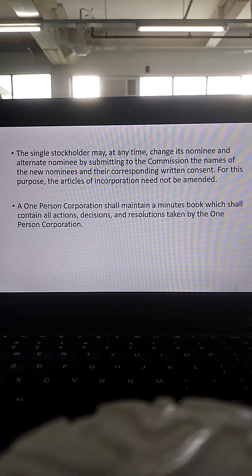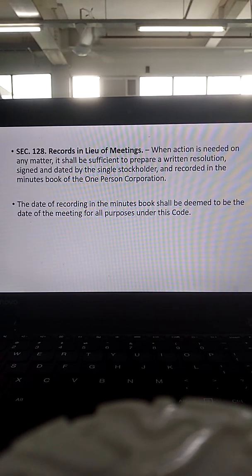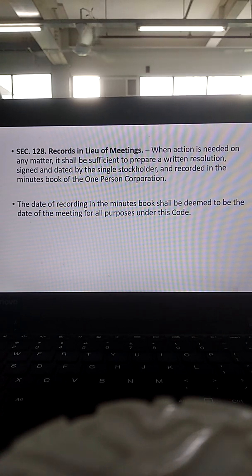Then a one-person corporation shall maintain a minutes book which shall contain all actions, decisions, and resolutions taken by the one-person corporation. Siyempre. Records in lieu of meetings, okay? When action is needed on any matter, it shall be sufficient to prepare a written resolution signed and dated by the single stockholder and recorded in the minutes book of one-person corporation.